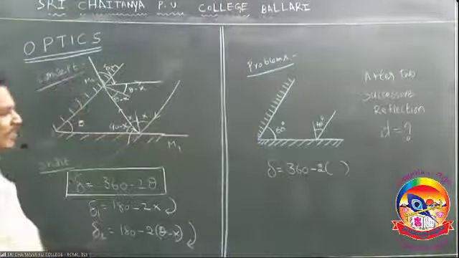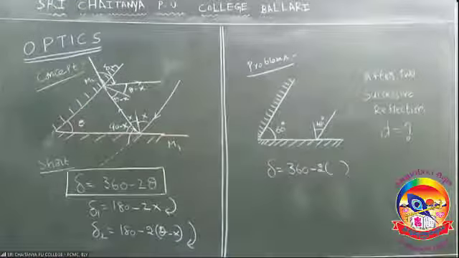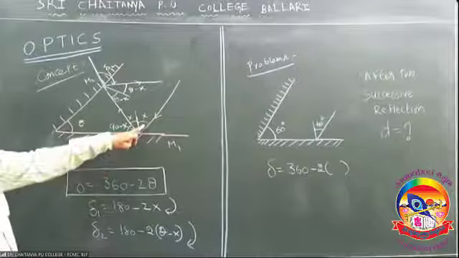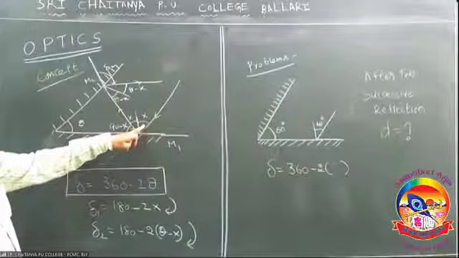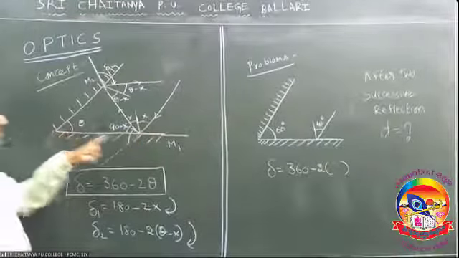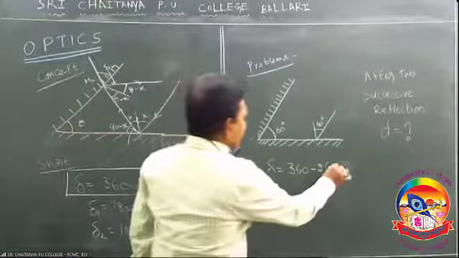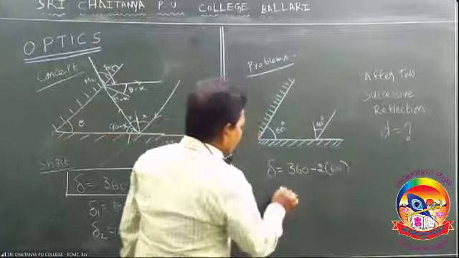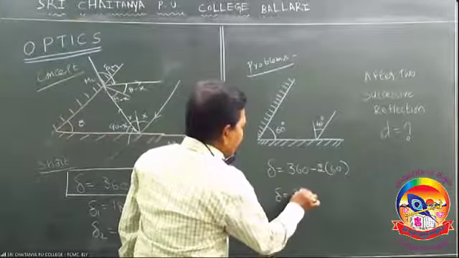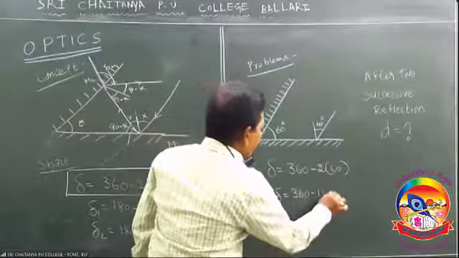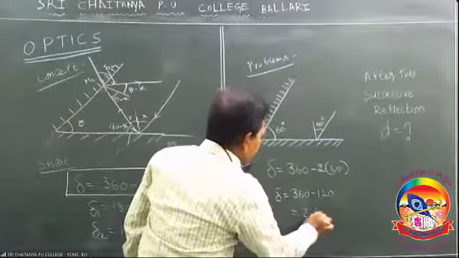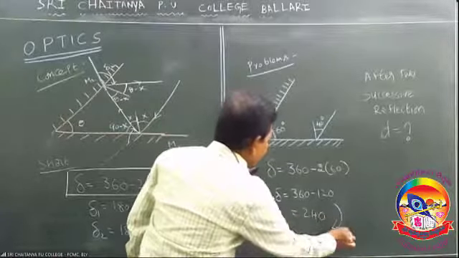What is the theta value in this problem? Not 40. 40 is the angle of incidence, that is i. What is the angle between the two mirrors? Theta, that is equal to 60. So delta is equal to 360 minus 120, that is equal to 240. One step answer. Over.